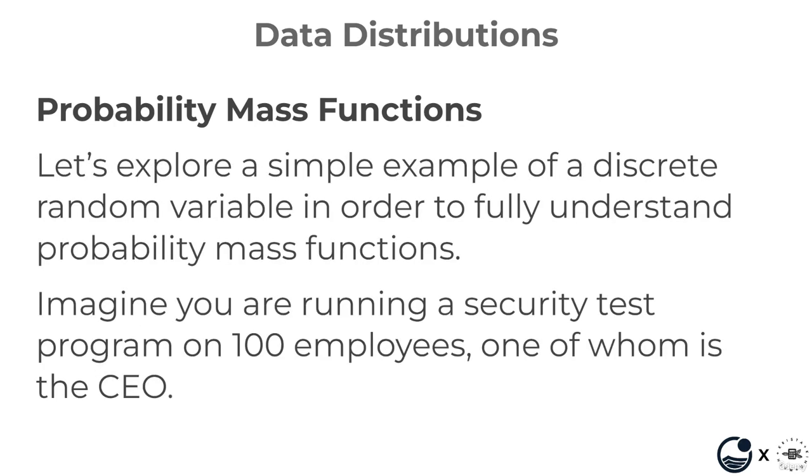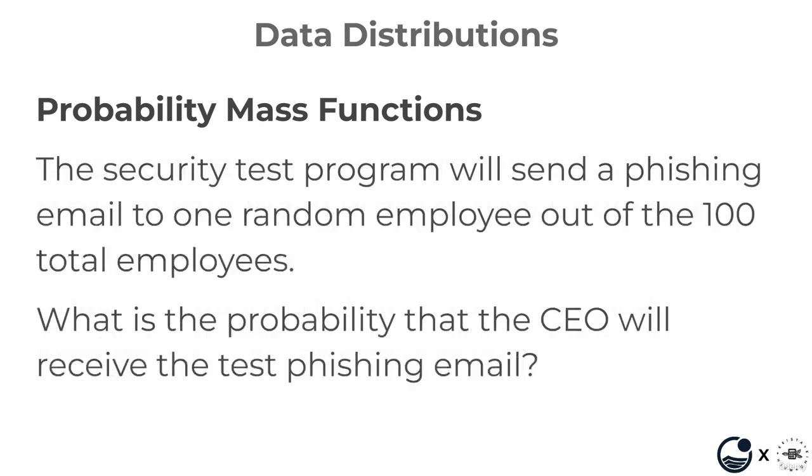So let's explore a simple example of a discrete random variable in order to fully understand probability mass functions. Imagine you are running a security test program on 100 employees, one of whom is the CEO. The security test program is going to send a test phishing email to one random employee out of the 100 total employees. The question arises, what is the probability that the CEO is going to be the one to receive the test phishing email? Now you can kind of figure this out in your head, but I want to frame it in terms of probability mass functions.